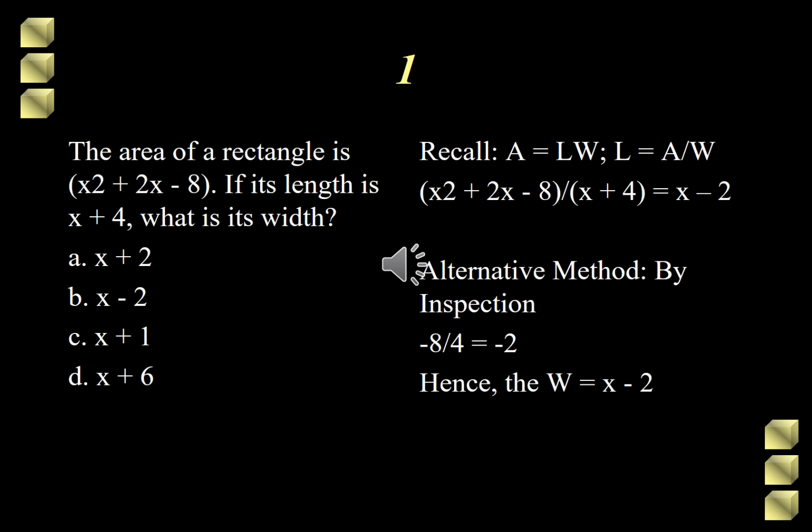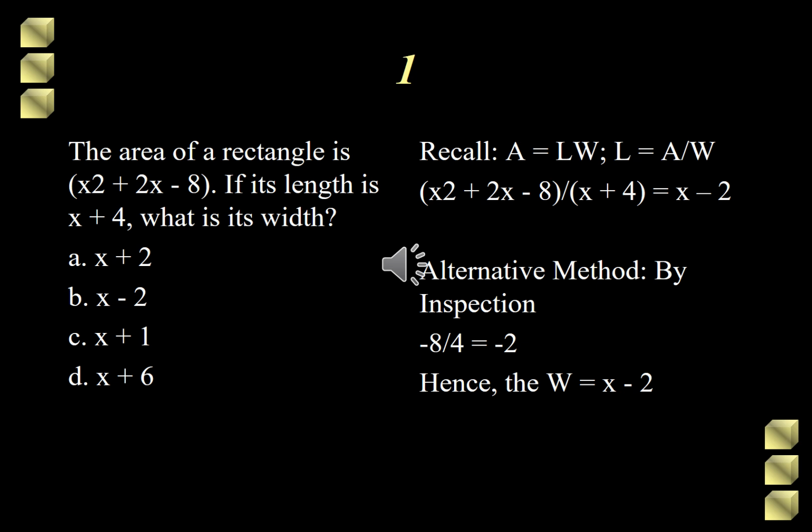Now, the alternative method, in case division of polynomials is not handy for you, is just by inspection. Inspect the constant of the trinomial, which is the area, and divide it by the constant also of your length. So again, our area is x squared plus 2x minus 8.